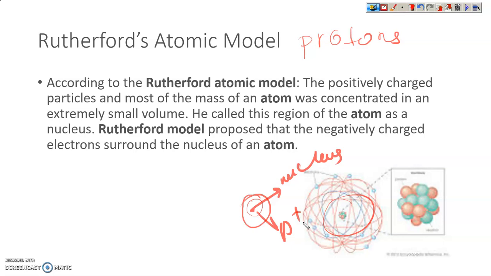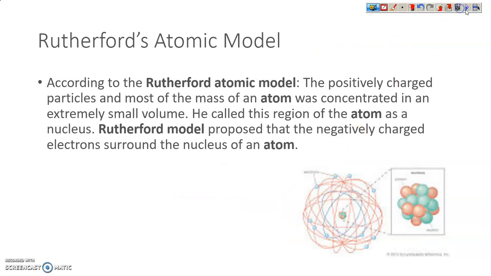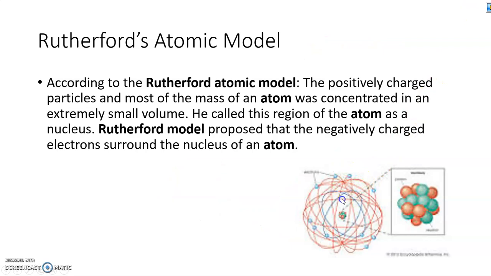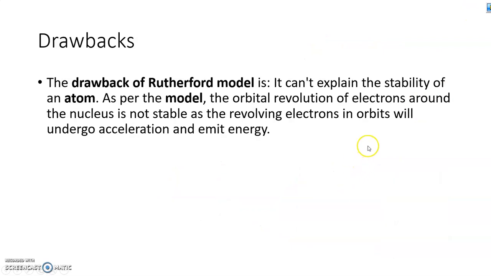The electrons within an atom must revolve around the nucleus at various distances at very high speeds in order to counterbalance the electrostatic force of attraction between protons and electrons. Here you can see that they are revolving.